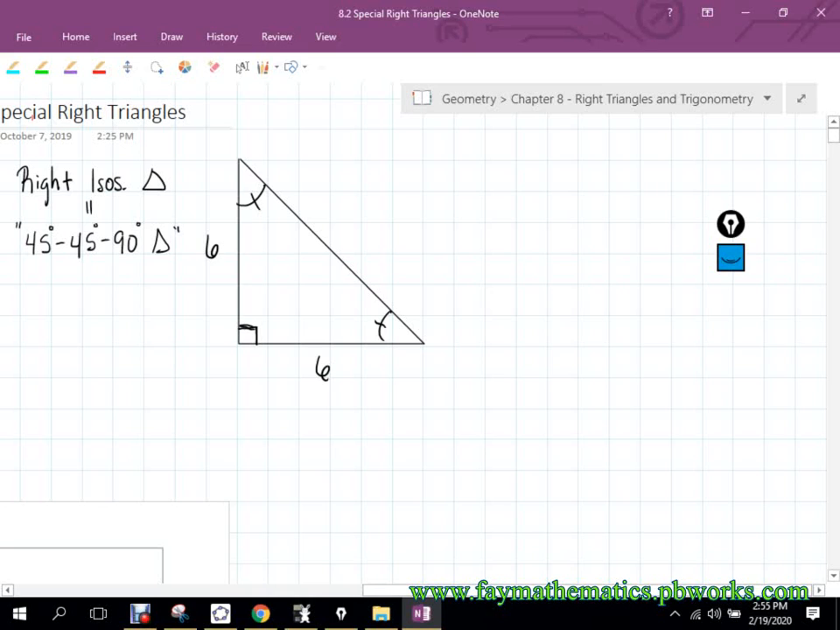Okay. Do me a favor real quick. Solve for C. Just on your own. See what you come up with for C based on what we talked about with right triangles.